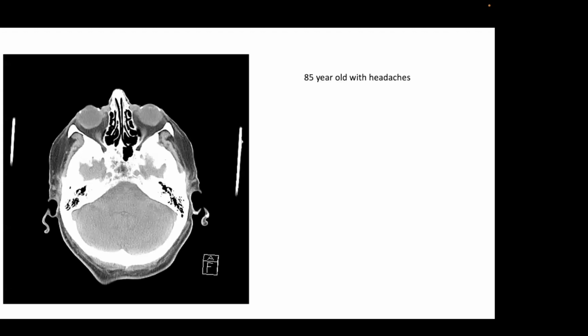Here's an 85-year-old with headaches. And you see these calcifications in the orbits. Anna, is this a normal finding or not? And if it is normal, what would you call it? Oh, the calcification in the orbit.